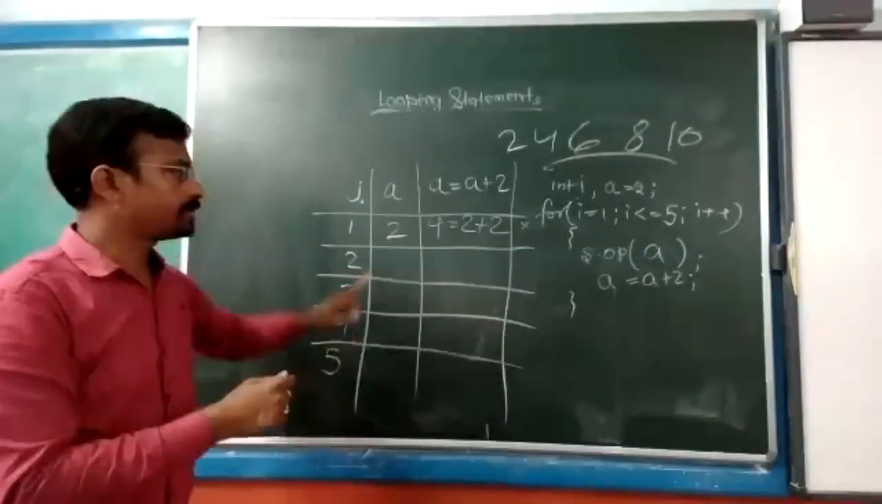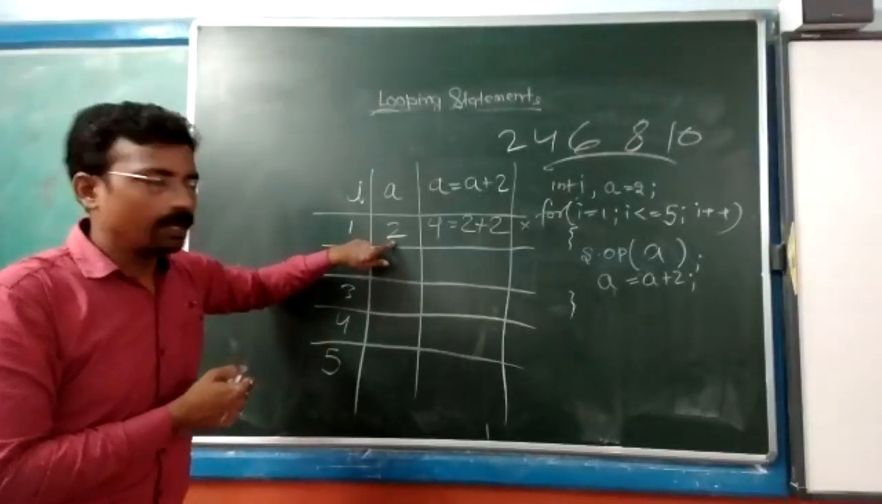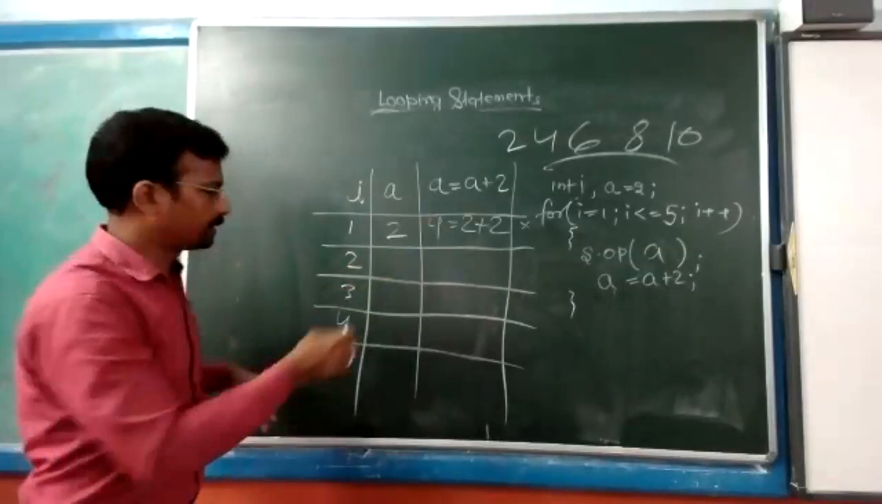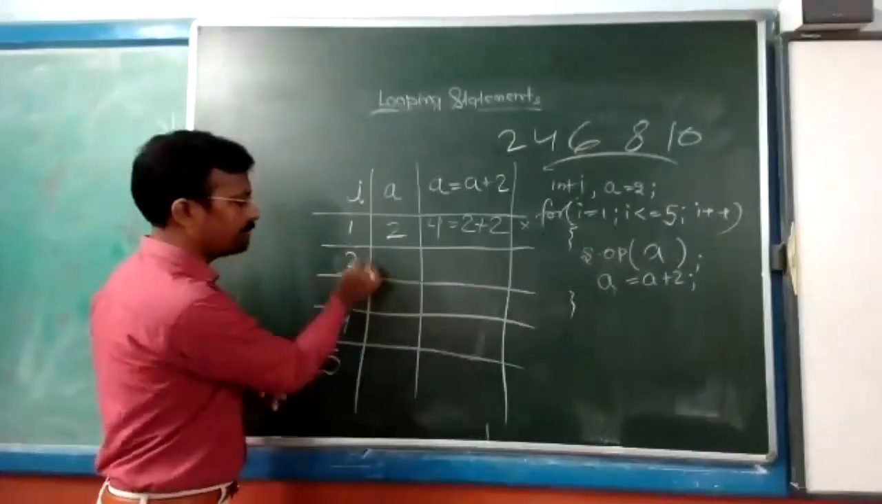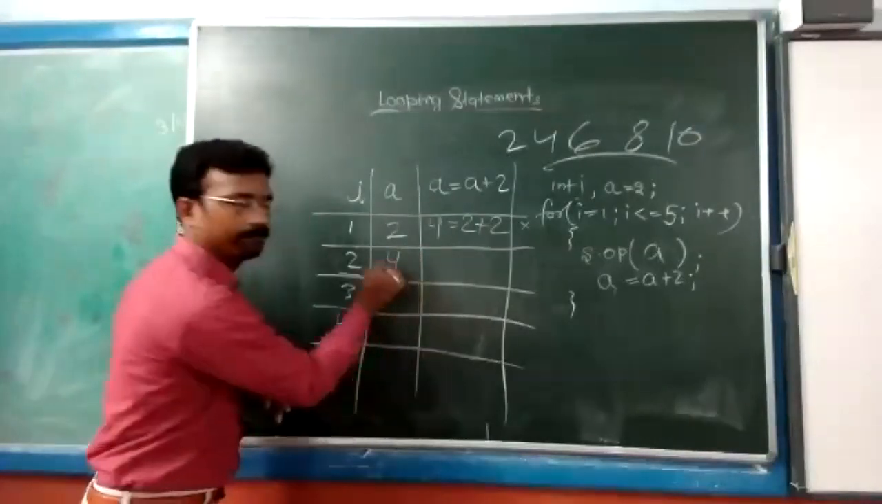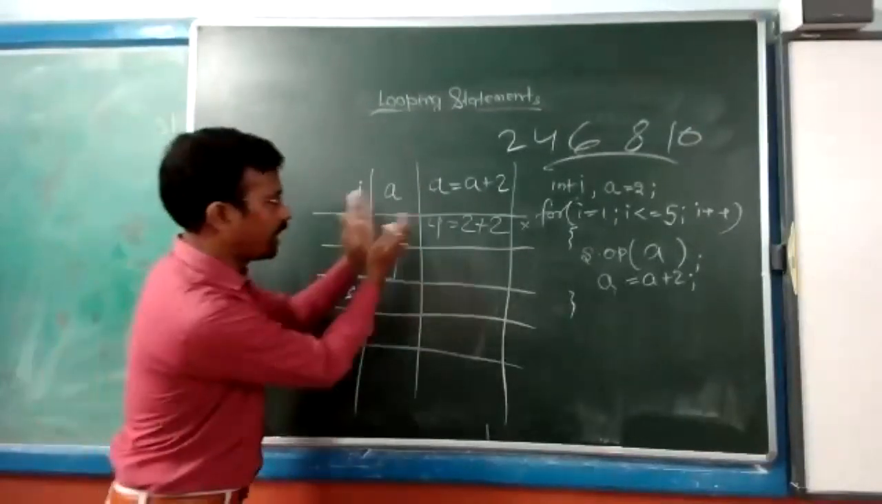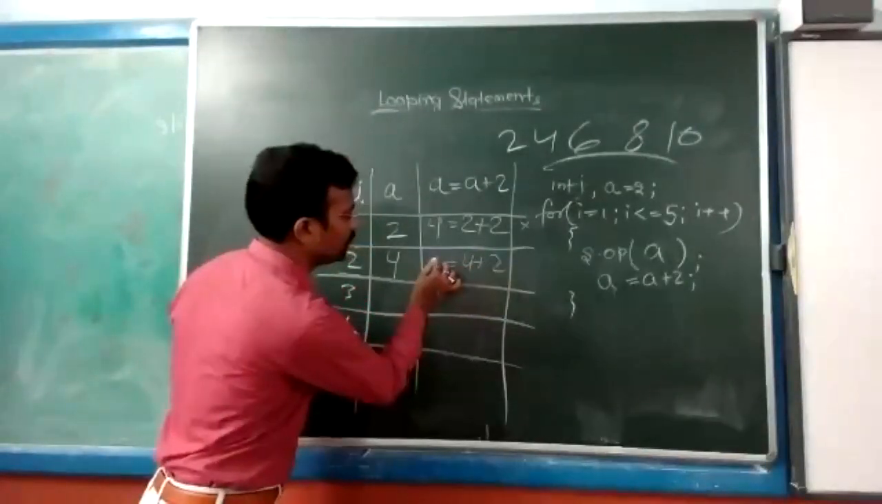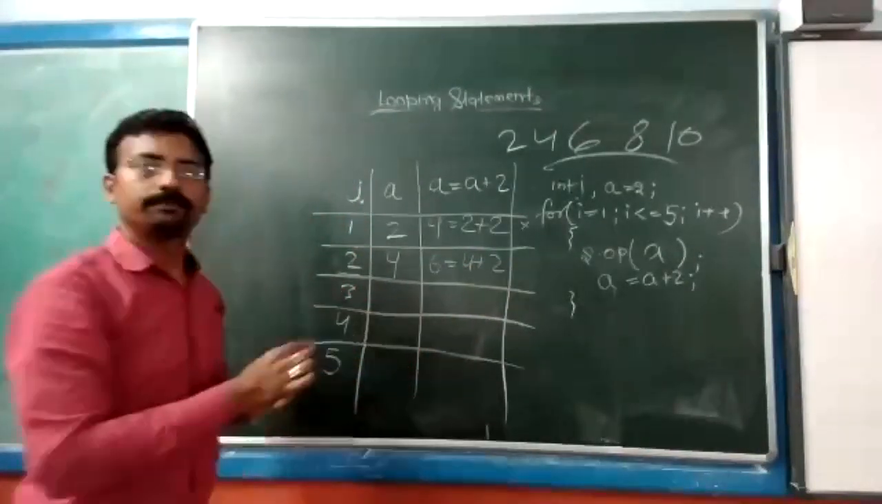After the first process, the result is 2 and the new value of A becomes 4. In the next process, when I becomes 2, this value will be the new value of A. And just after that, this A will be added with 2. So the new value of A becomes 6.